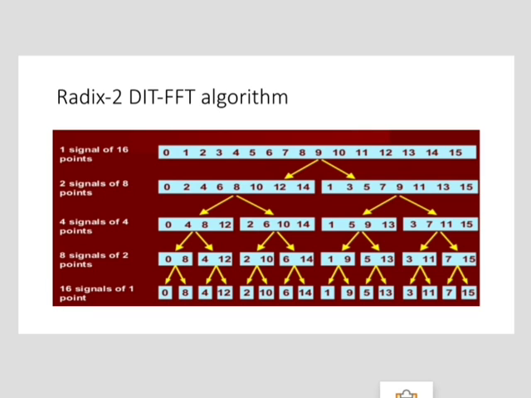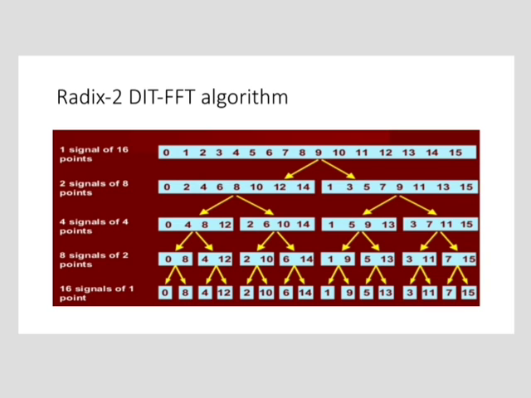The next line is 8 signals of 2 points. It is again divided as 0, 8, 4, 12, 2, 10, 6, 14. The odd part is again divided as 1, 9, 5, 13, 3, 11, 7, 15. Then the last line is 16 signals of 1 point. That is 0, 8, 4, 12, 2, 10, 6, 14, this is the even part, and the odd part is 1, 9, 5, 13, 3, 11, 7, 15.